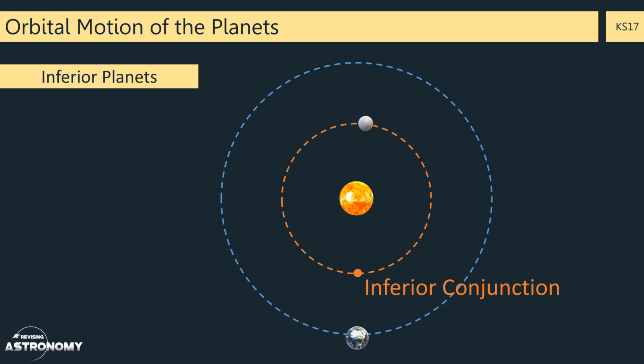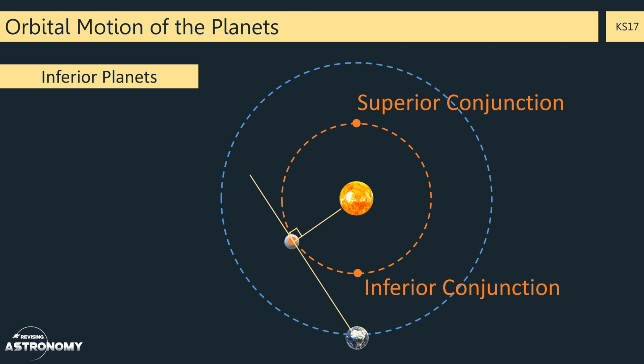Then as a planet continues its orbit, when it's on the direct far side of the Sun, we say that it's at superior conjunction. Now, there are a couple of other important points. When an inferior planet is at a right angle between the Sun and the Earth, it's at its elongation. Here, the planet Mercury is at its greatest eastern elongation. This is one of the best times to observe inferior planets, and they would be at their best in the evening sky.